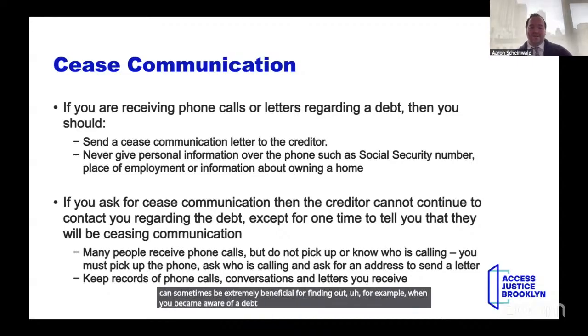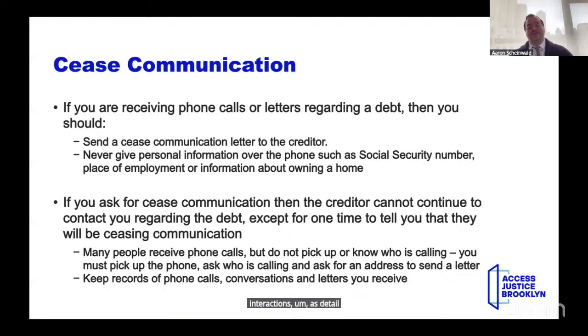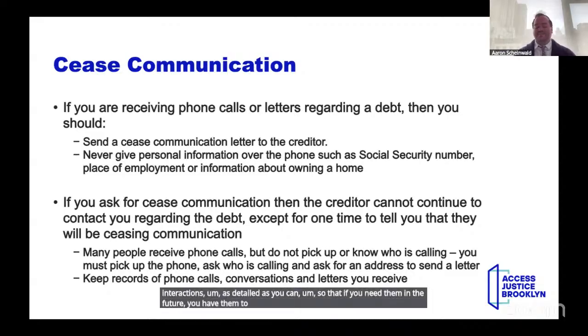If that debt is not a valid debt, that will start your statute of limitations for bringing a suit under the FDCPA. So you want to keep records of all of those interactions as detailed as you can, so that if you need them in the future, you have them to show how many times a collector, for example, has been on notice that you have asked for communication to be ceased or that you have disputed the veracity of the debt and they need to send verification, et cetera.